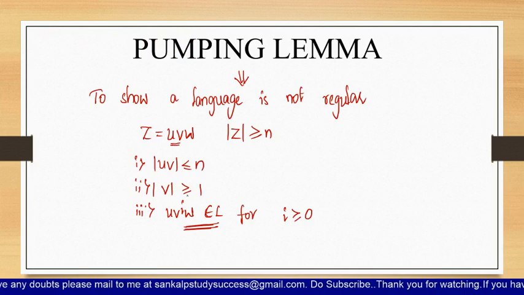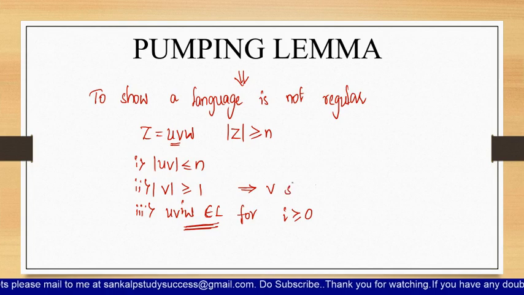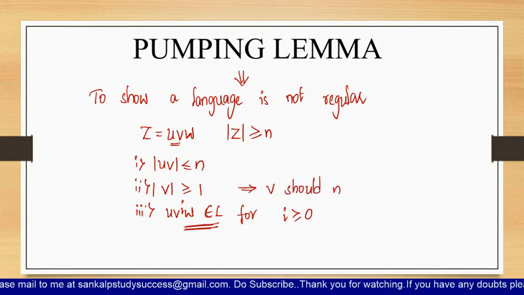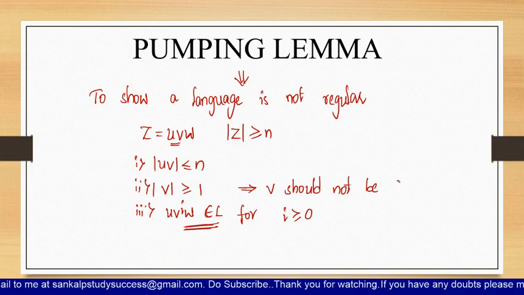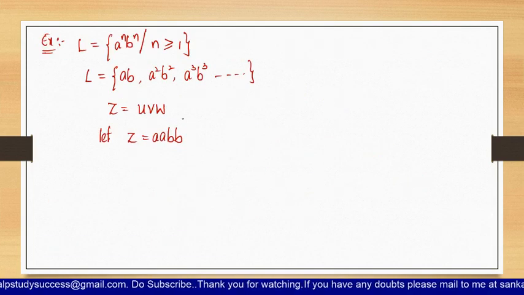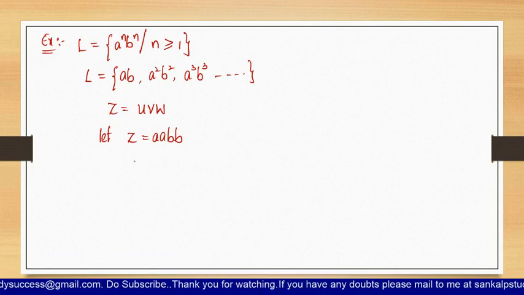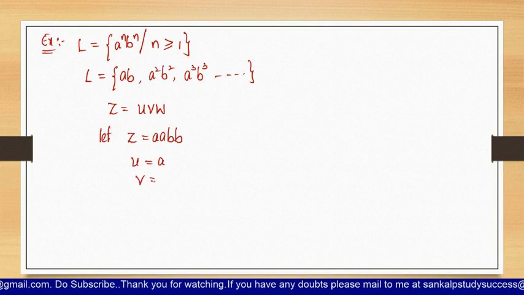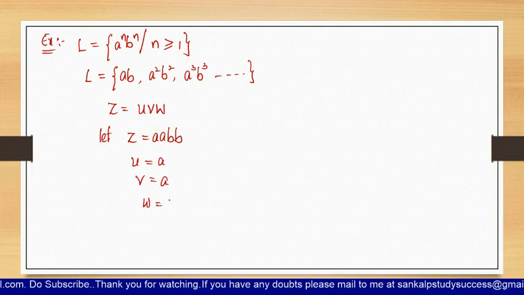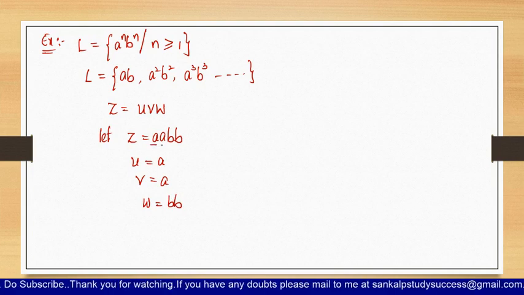See here, as the length of v is greater than or equal to 1, that means v should not be null. That means you should take something for v. You should not take null. So let us consider u equals a, v equals a and w equals bb. From this a, a, bb, this is u, this is v and this is w.